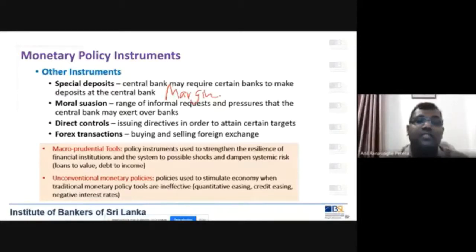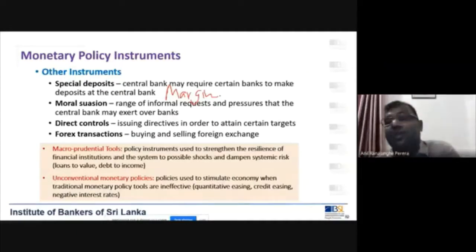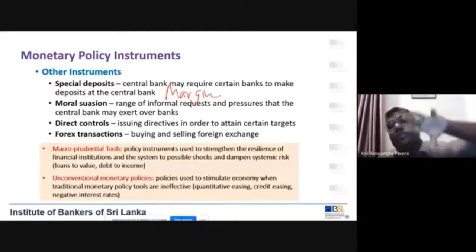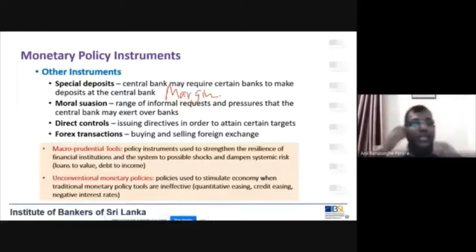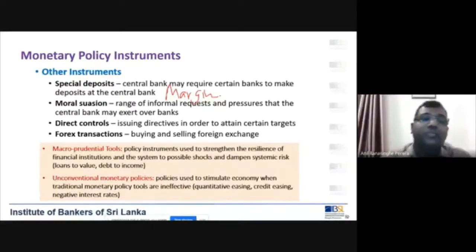Forex transactions means the central bank can buy and sell foreign exchange in the market. Now we know a foreign exchange transaction will have a rupee leg also. Rupee leg means when the foreign exchange transaction is carried out, it will be settled in rupees. For example, if you buy dollars, the transaction will be settled in rupees because you have to inject a similar amount of the other currency. So these are some traditional instruments that we have.